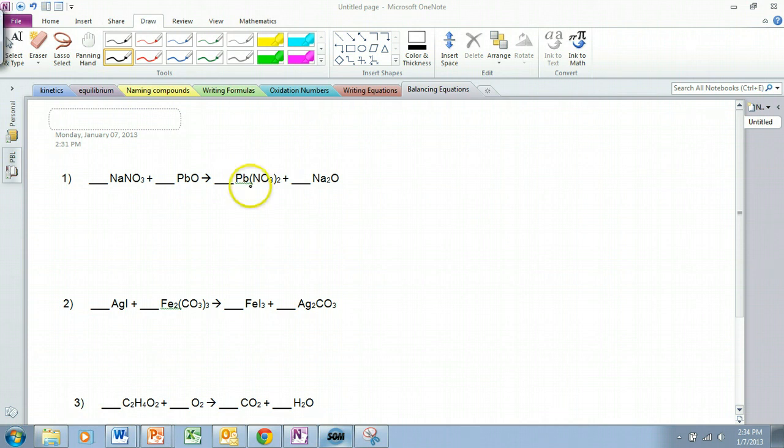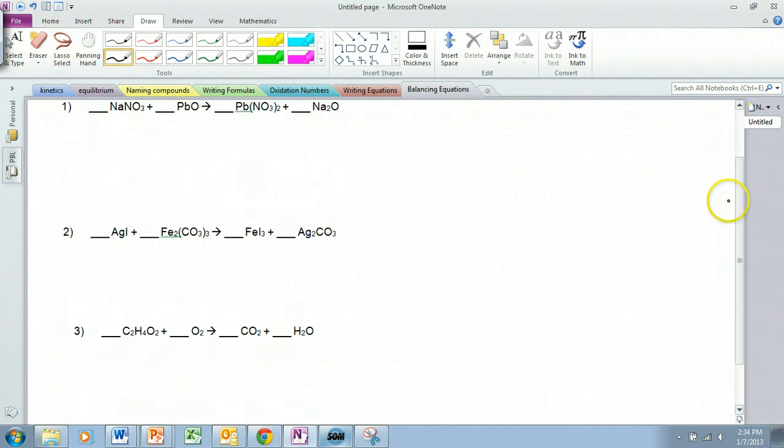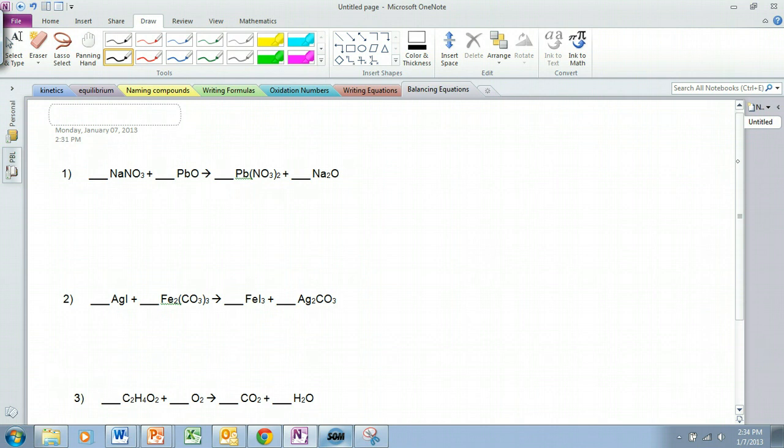And for this, I'm going to treat NO3 as a unit. I'm not going to break that up. So I'm going to list Na, and I have NO3, and I have Pb, and I have O. And so on the reactants, or the left side of this, I have 1 sodium, I have 1 NO3, I have 1 Pb, and I have 1 O.